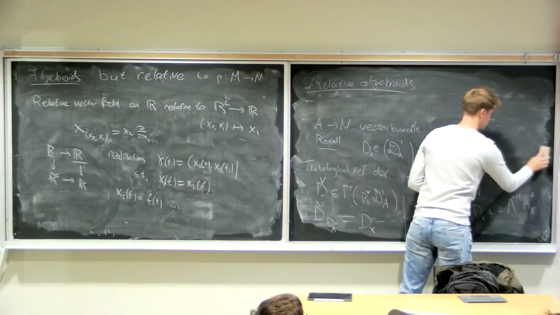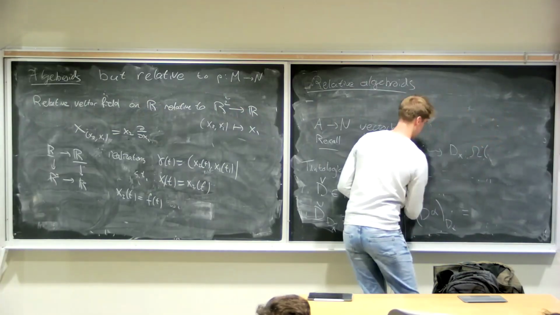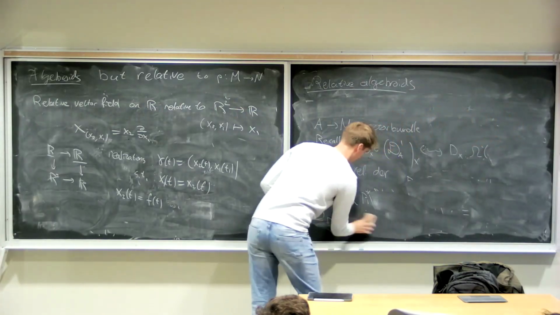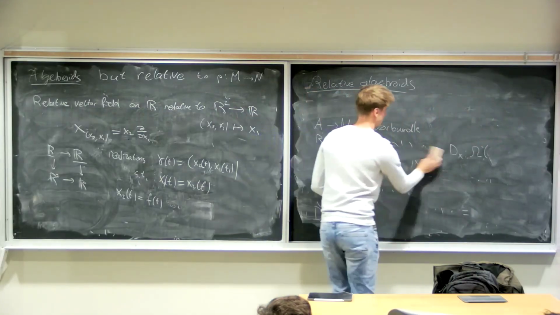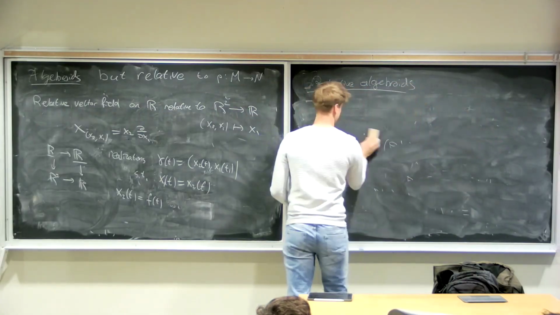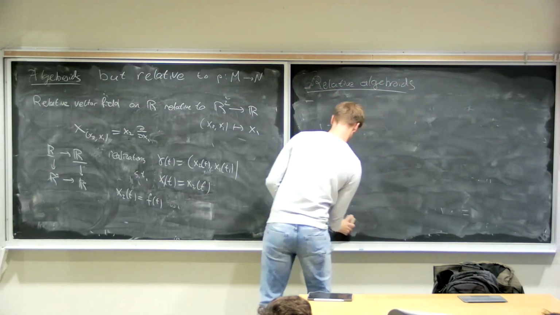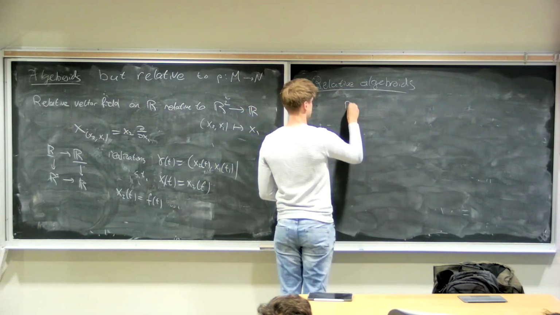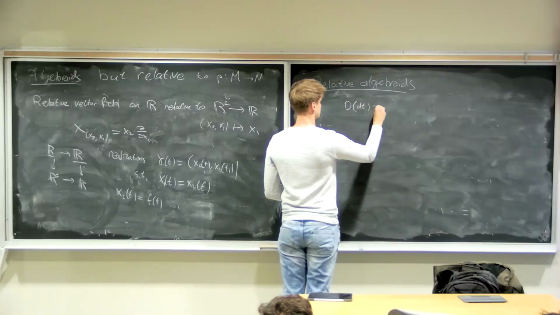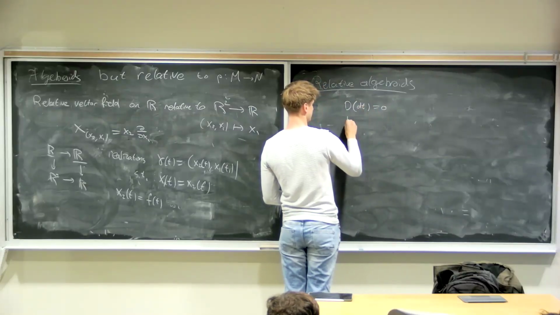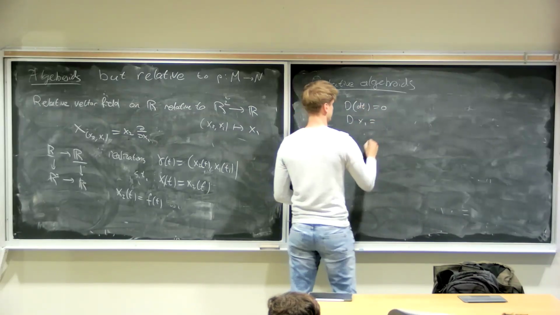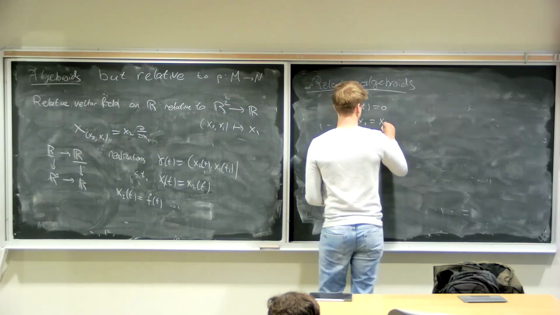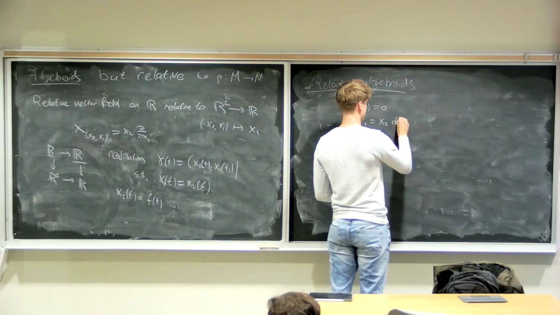Let's see if we can introduce the concept of prolongation through this example. We can write the derivation, so d of dt equals 0, and d of x1 equals x2 times dt.